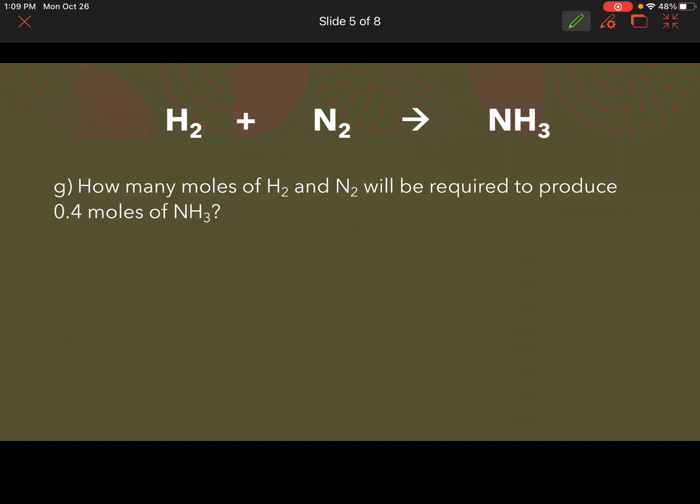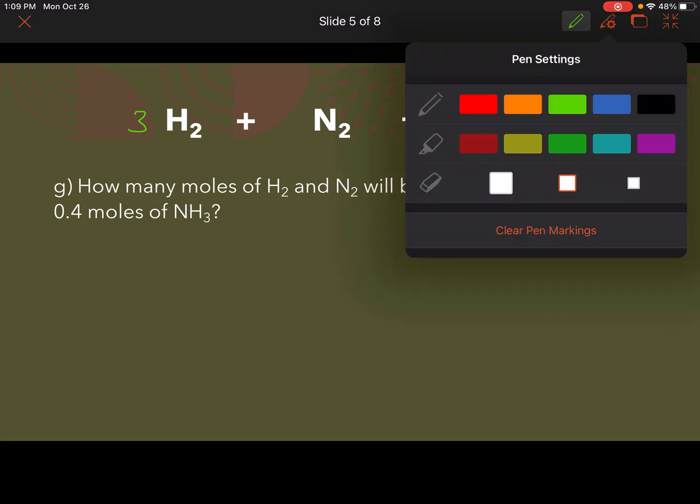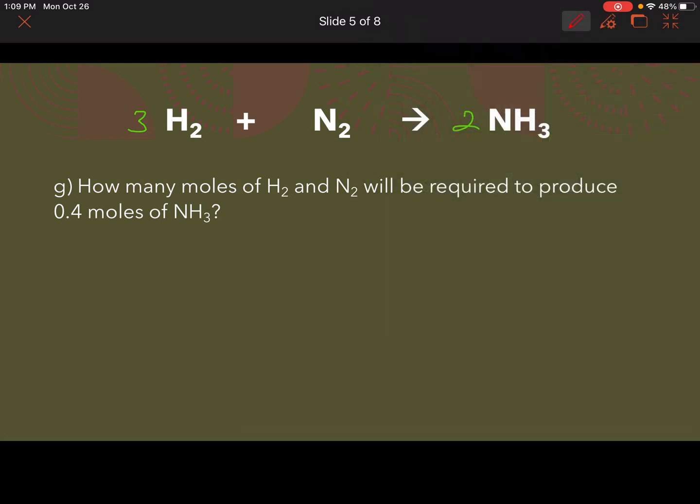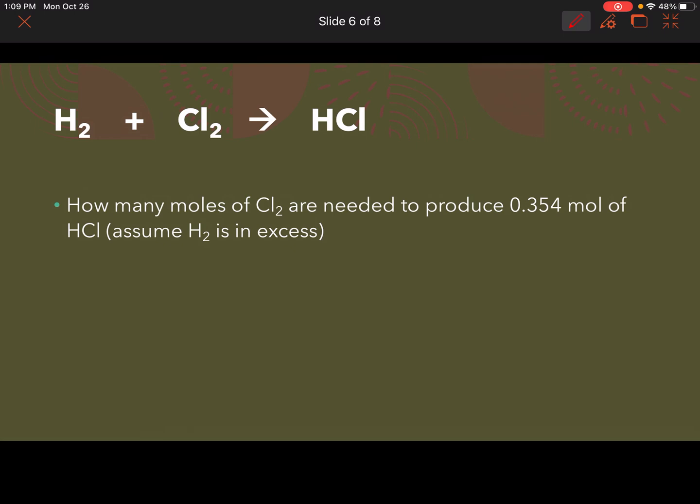Now, when we have nice whole numbers, it makes sense. But then all of a sudden, we put decimals in and people get confused, right? So now, how many moles of H2 and N2 will be required to produce 0.4 moles of NH3? This is asking me how many moles of H2 and how many moles of N2 are required. So these are my questions here.